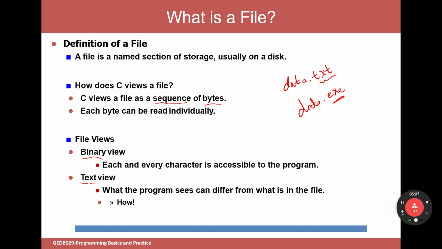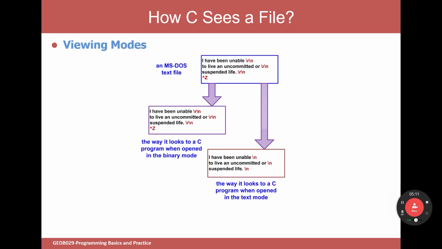Not each byte, we will see each character. So we will read it as a character. For example, imagine you have a file, and this file contains "I have been unable", and then you click enter. When you click enter, you are inserting \r and \n. This is the carriage return, and this one is the new line.